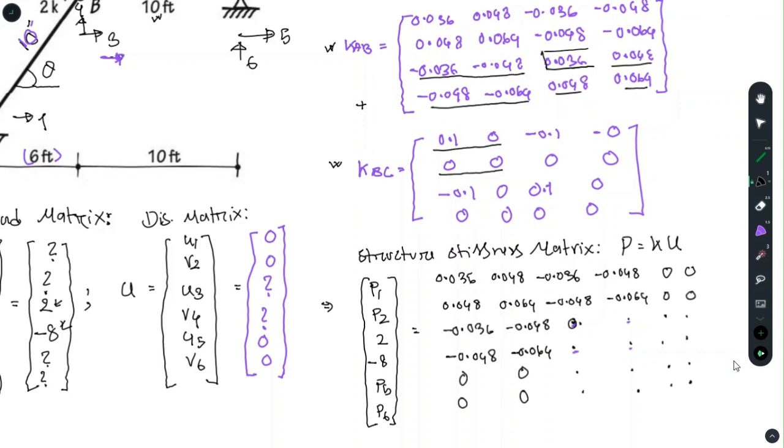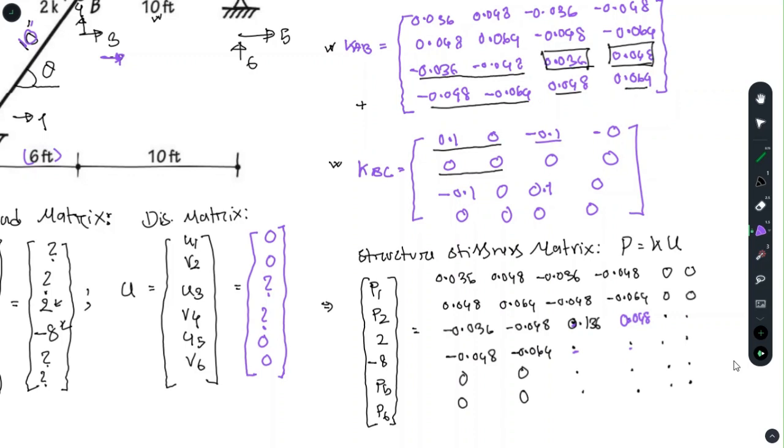Sorry, it should be added with these values. Sorry, this value will be added with this value. So the value would be 0.136, and the next value, which is this quantity, would be the addition of this value and this value, which is 0.048.